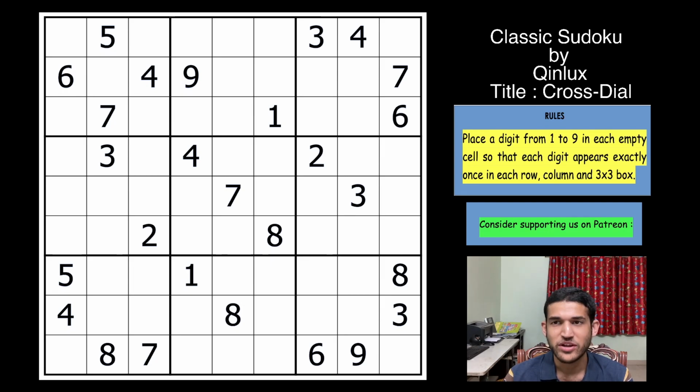I'm Kishore and today I will be solving a classic Sudoku created by Qinlux. This Sudoku has been taken from the CTC Discord server and the title of this Sudoku is Cross Dial. The link to solve this is in the description of the video. Please do give it a try and come back and watch the video.